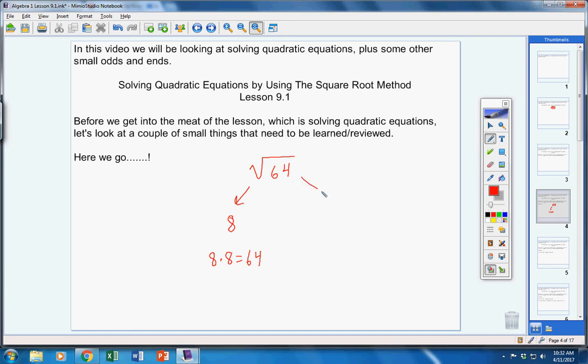But I would like to say to you, we have another answer to this, and that's negative 8, right? And if you asked me why, I would say negative 8 times negative 8 equals what? 64. So really, every square root has two answers, a positive and a negative. Does that make sense? It should. Alright? So every square root technically has two answers. Is that clear? Understand that.